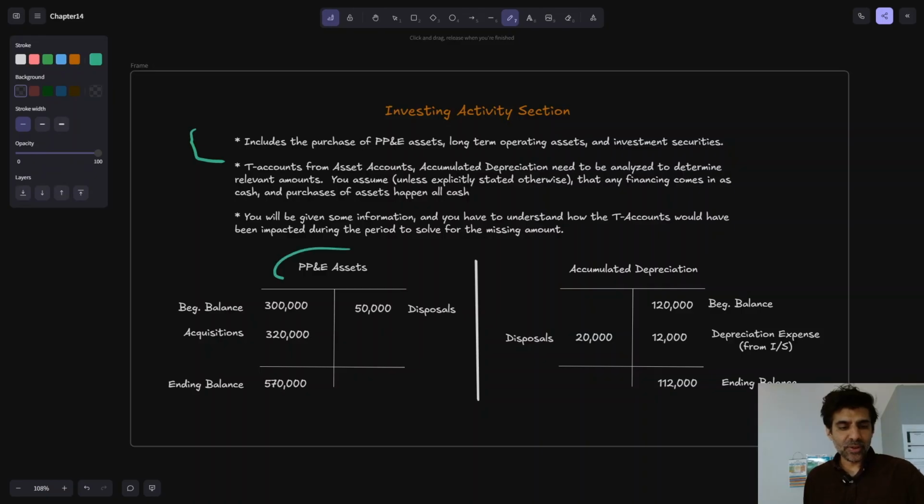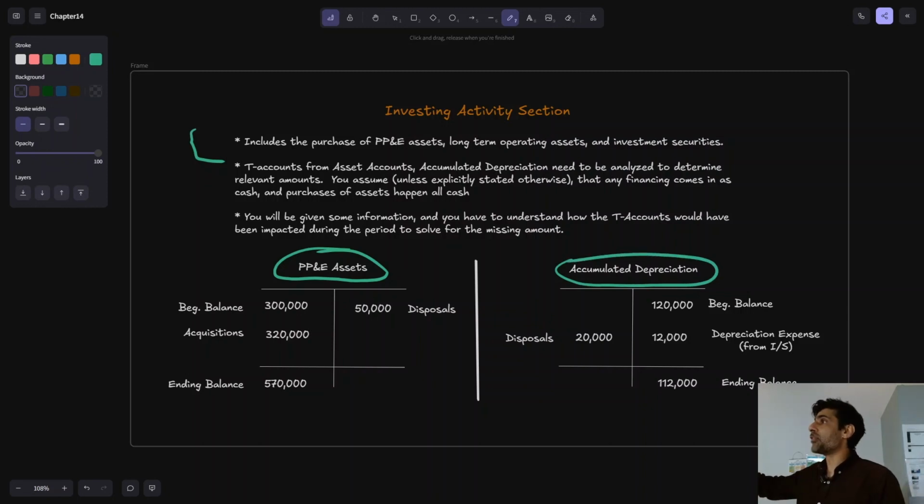The T accounts you're gonna have to look at are the asset account and accumulated depreciation, and you're oftentimes going to be given bits and pieces of information that you'll have to put into the T account and then figure out what the missing thing is. Okay. If you remember this slide, it will help out a lot.